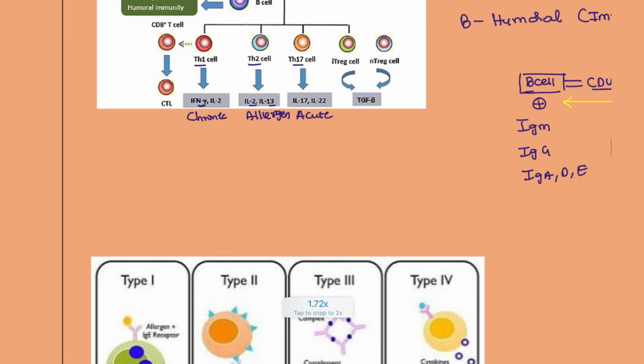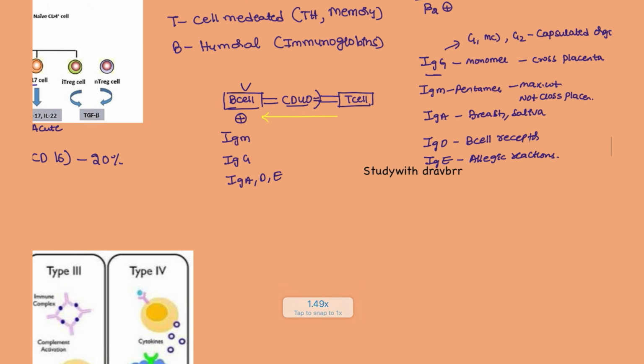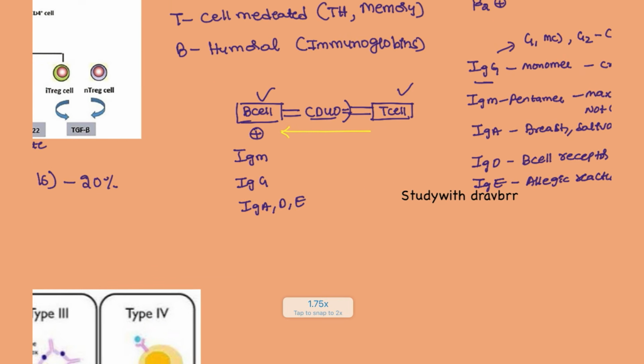Next, the other one to remember here is NK cells. NK cells are innate immunity, the very first innate immunity that we have. The marker is CD16. They are active against viral infections and most tumor cells. But they are very few, only 20% of the body, so most of the body has to depend on B cells and T cells only.